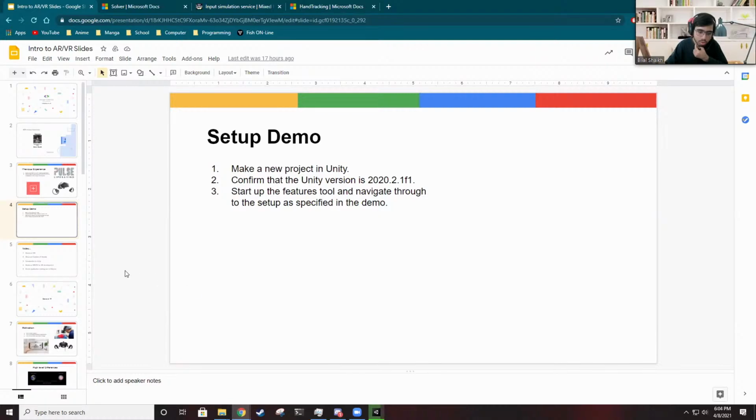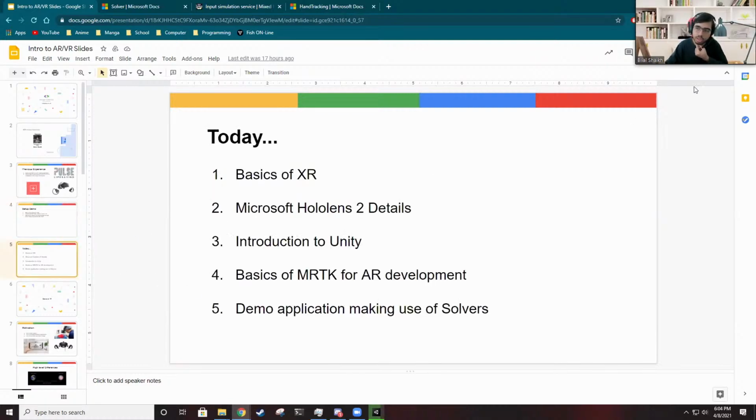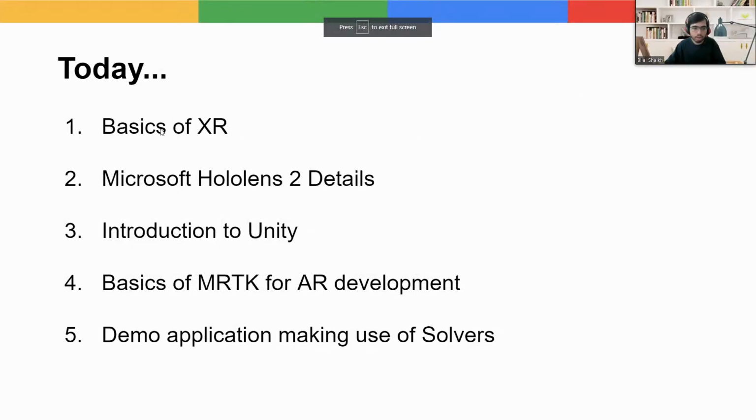I'll let that load, and in the meantime, I'm going to go over today's agenda. Today we're going to go over the basics of extended reality, or XR for short, and the details of the hardware we're developing for, Microsoft HoloLens 2. Then an introduction to Unity, since that's the main development platform we're using, with a bit of C#, and the basics of MRTK for AR development, the whole tool and what it's made for. And then a demo application making use of solvers, which I'll explain, but those are very important for quick development and prototyping.